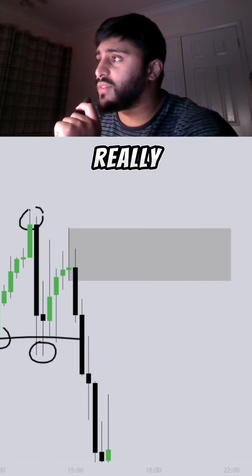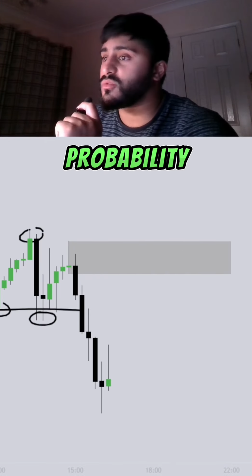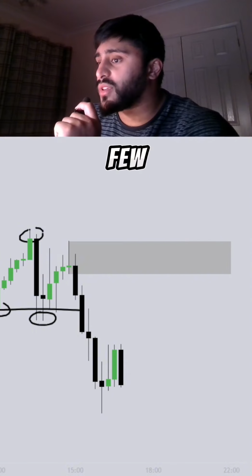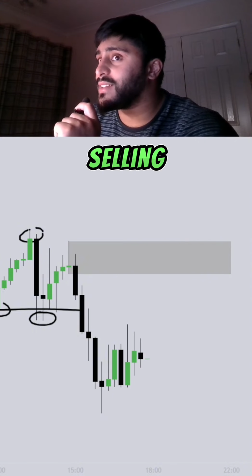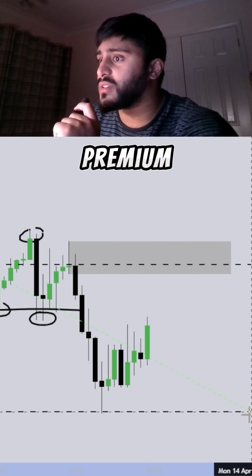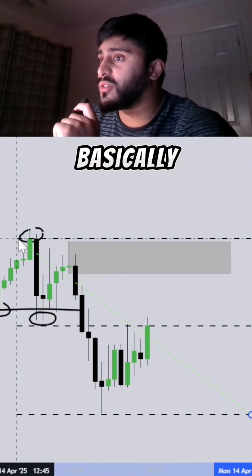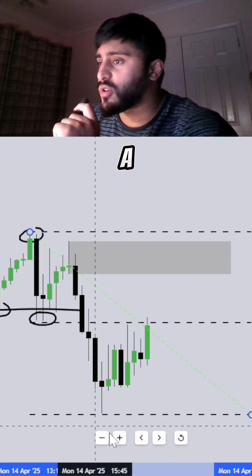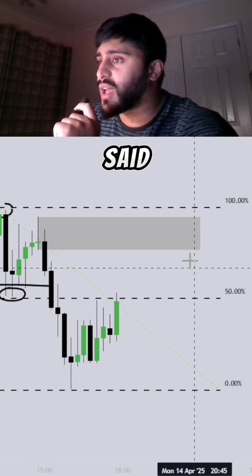Now, the last thing to really validate this order block and to give you those high probability risk rewards is to understand a few things, right? We need to be trading and selling inside of a premium, right? So premium is very important. So we are basically looking for a structural high up here and a structural low down here. Now, with that being said, we have all of our rules.